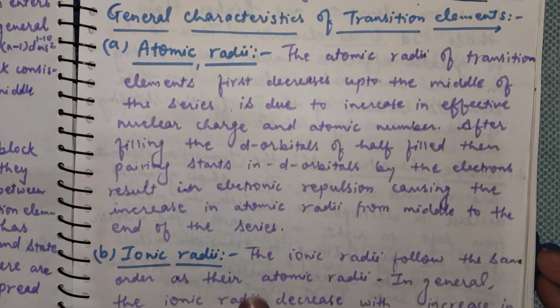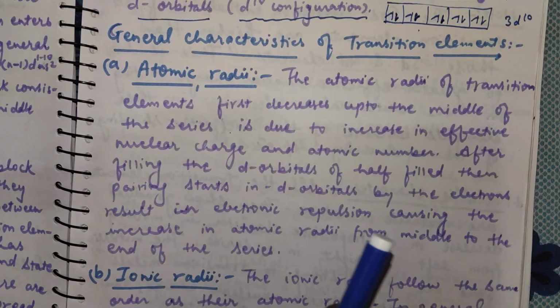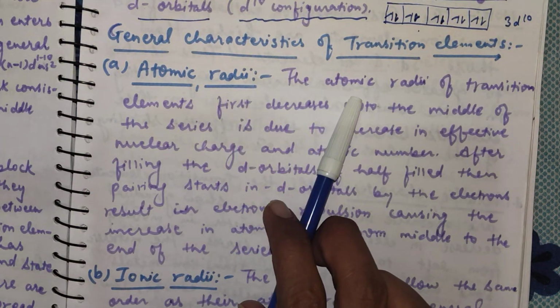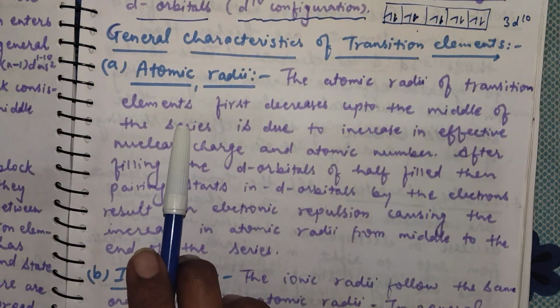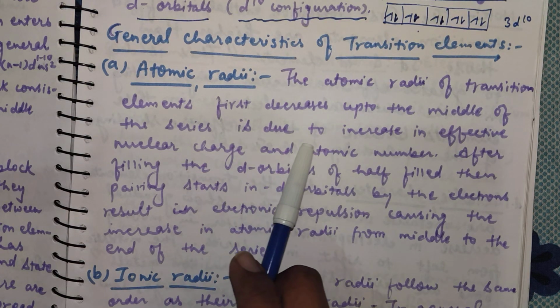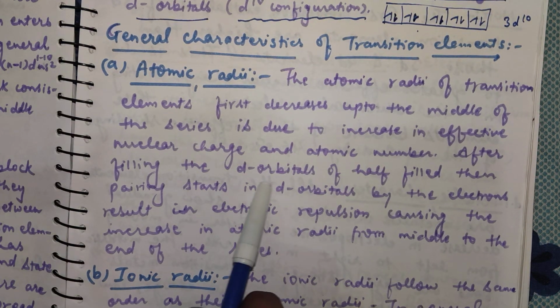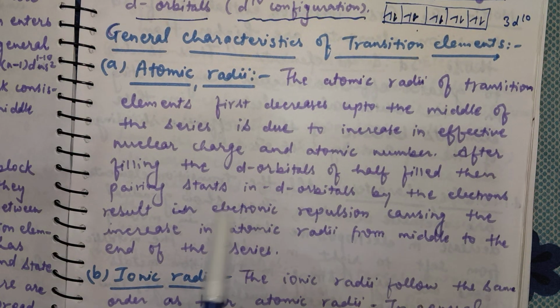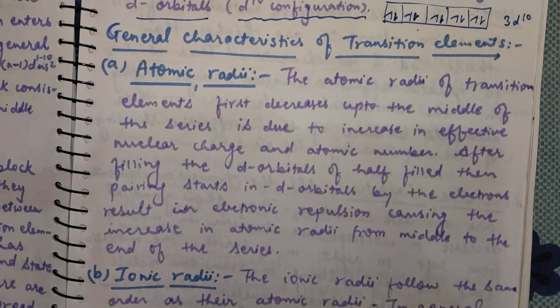Now come to the general characteristics of transition elements. What are its general characteristics? First we will study atomic radii. The atomic radii of transition elements first decrease up to the middle of the series, due to the increase in effective nuclear charge and atomic number. After the d orbitals are half filled, pairing starts in the d orbital, resulting in electronic repulsion, causing an increase in atomic radii from the middle to the end of the series.